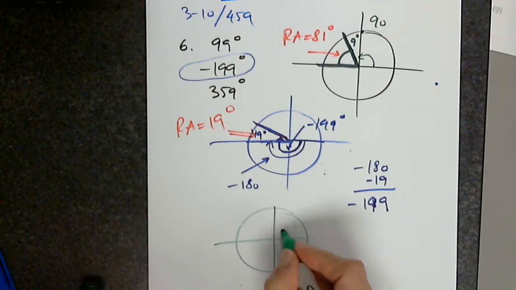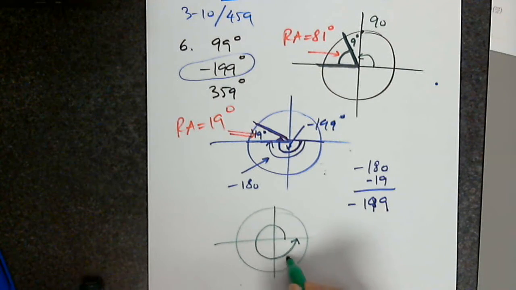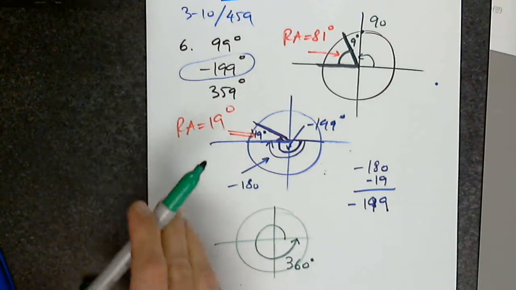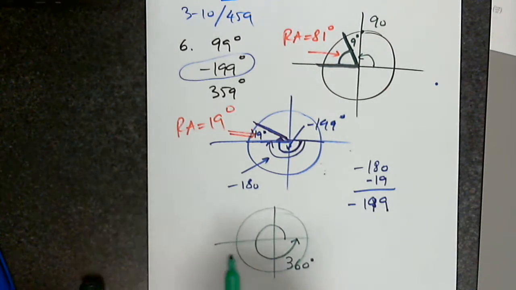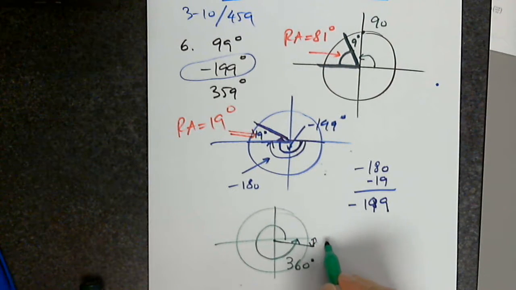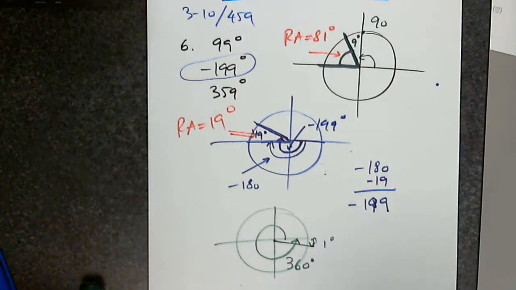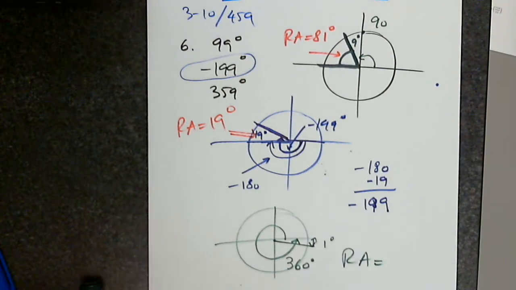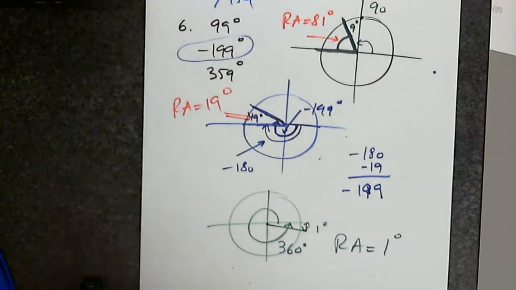Okay, the last one. I know that this is 360 degrees, right? But the angle is 359. So I have to stop short of 360. How many degrees? 1. So this is 1 degree. So can anyone give us the RA in this case? 1 degree.